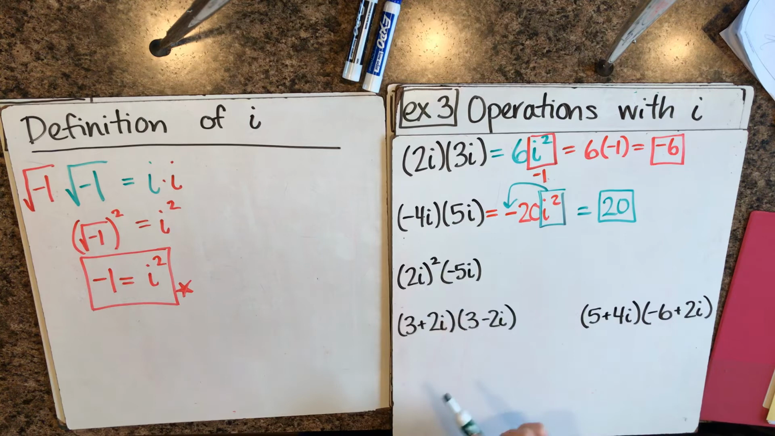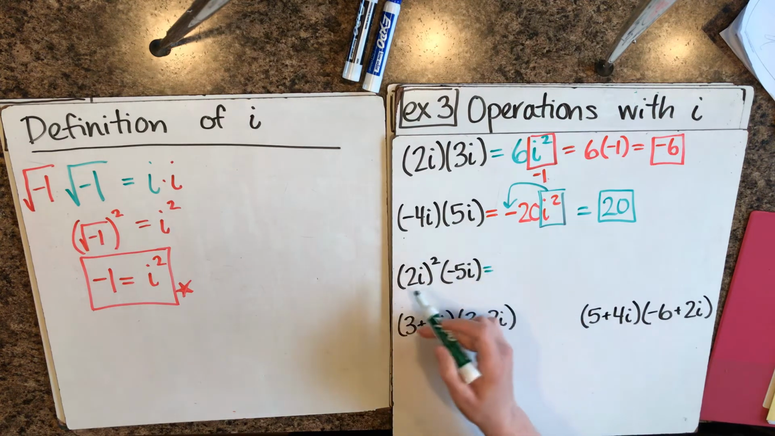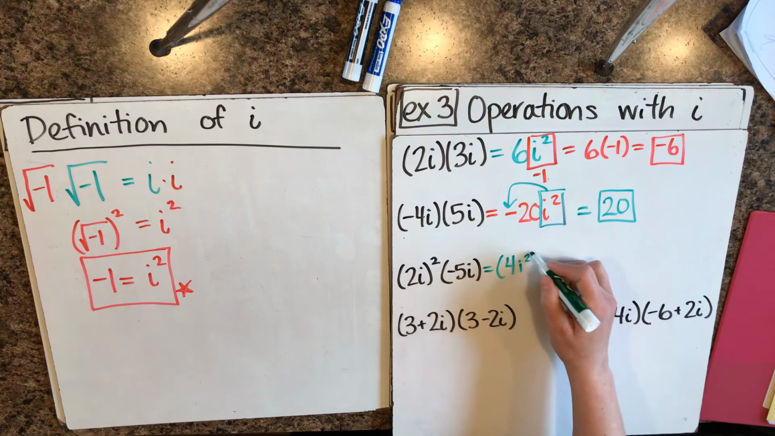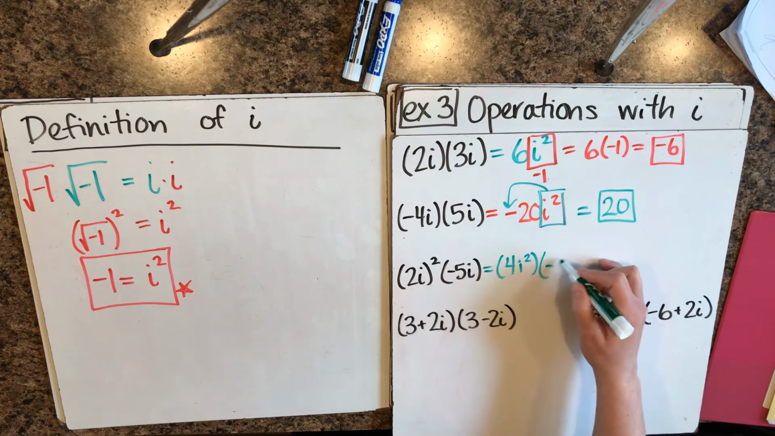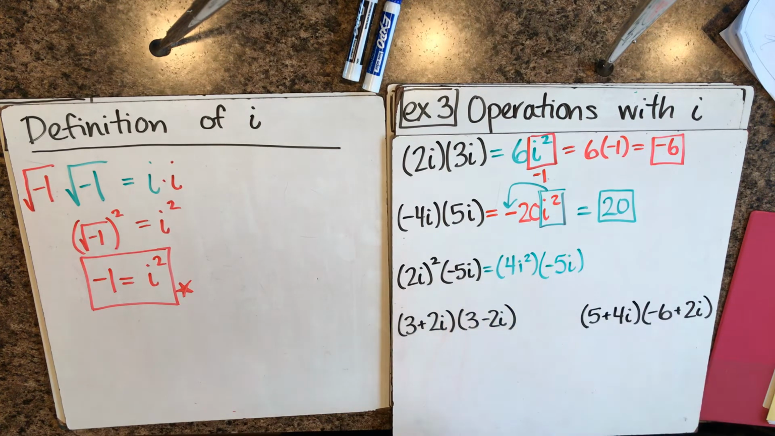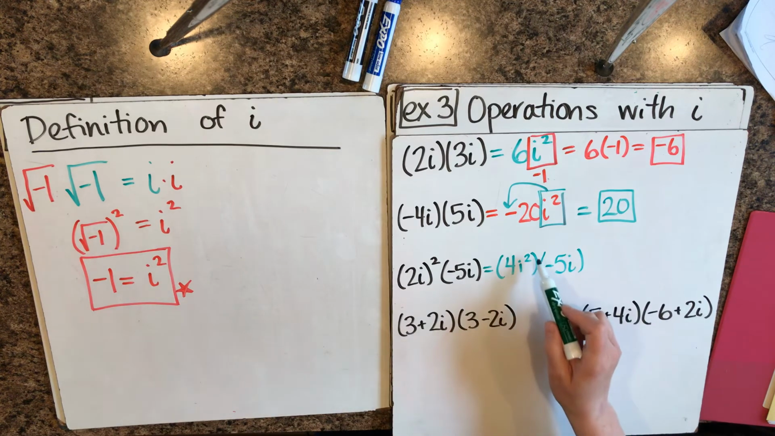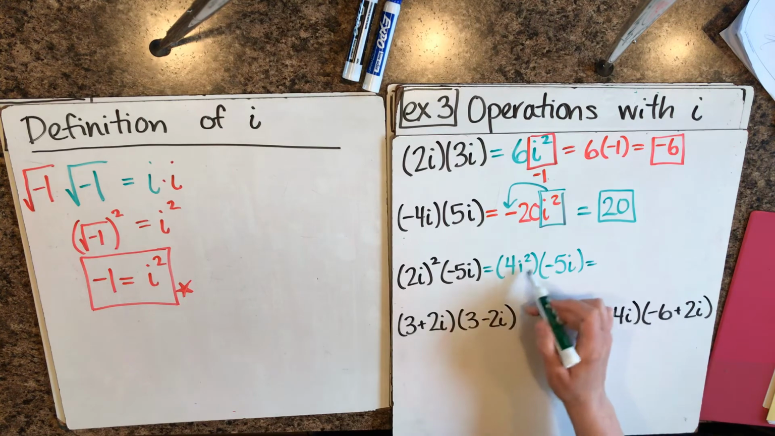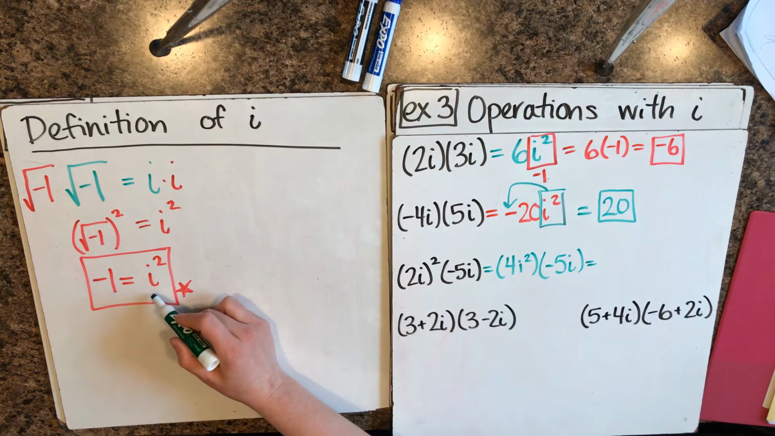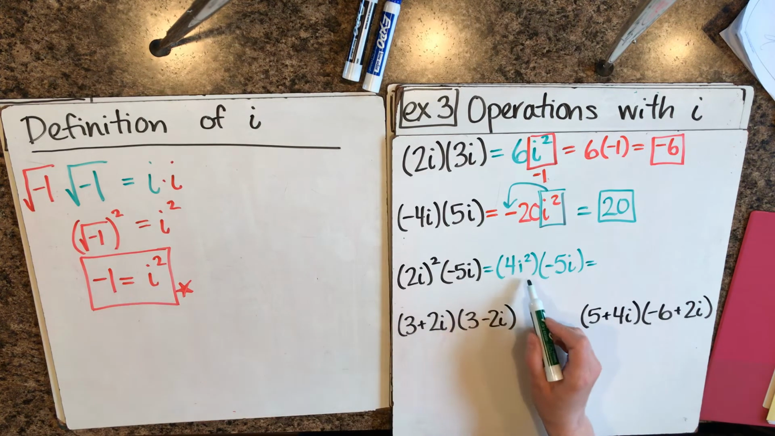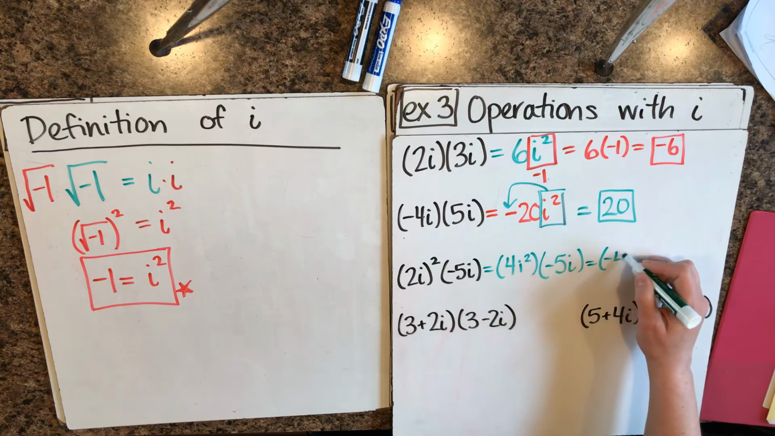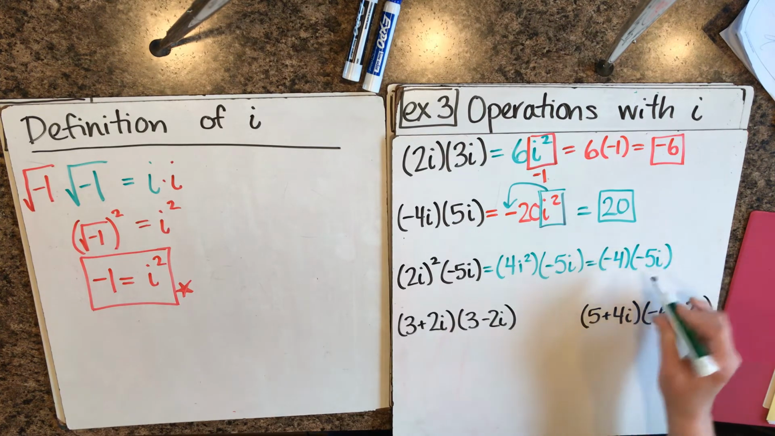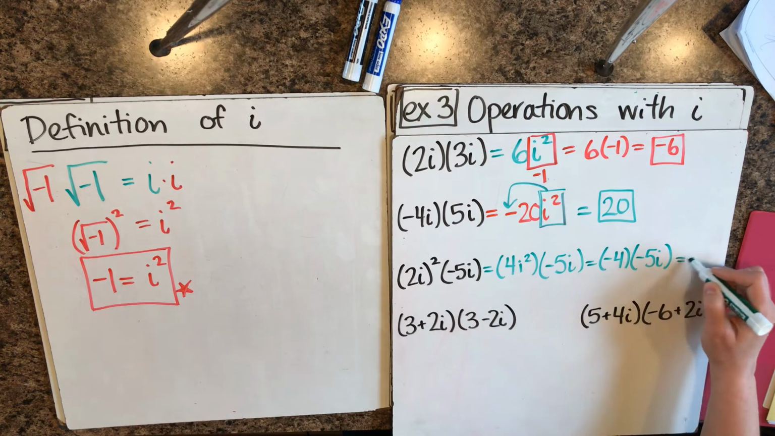Okay, last one that looks kind of like this with no adding or subtracting. We know, of course, we have to do the exponents first. So if I square this, I get 4i squared. And then I have negative 5i. And I have to multiply those together. Before I multiply those together, let's take care of the i squared. Again, i squared just means negative 1. So this is really 4 times negative 1, or negative 4, times negative 5i. Negative times a negative is a positive 20i.